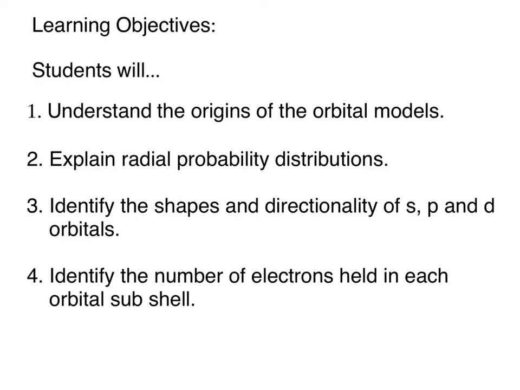After watching this video lecture, students will be able to understand the origins of the orbital models with respect to quantum mechanics. They'll be able to explain probability distributions of electrons. They're going to be able to identify shapes and directionality of the s, p, and d orbitals, and be able to identify the number of electrons that can be held in each orbital subshell.